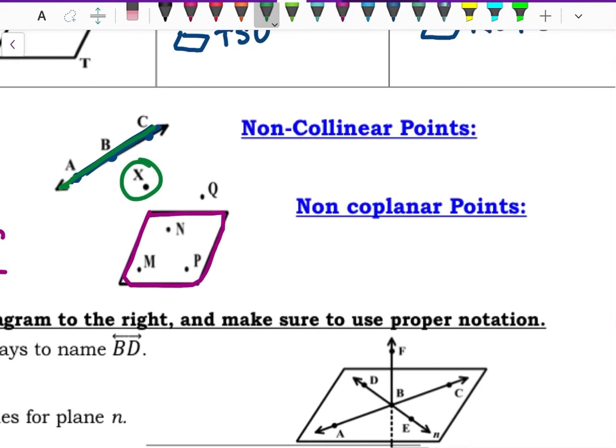Non-coplanar would be points that are non-coplanar. So here we have M and P all on the plane. Point Q is not on the plane, so that would be a non-coplanar point.